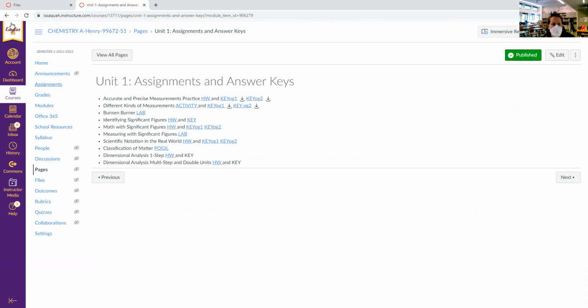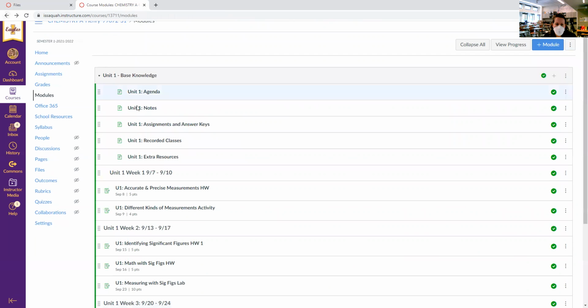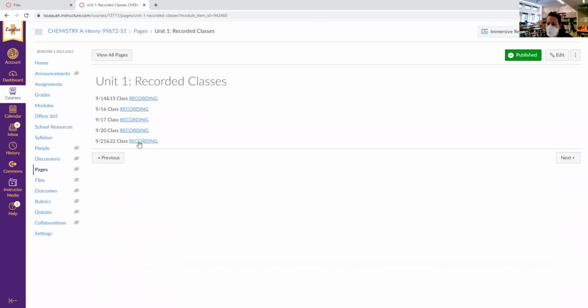So that's something to find, where you can find answer keys and assignments. And then this is the most important page, and the page that I really want to highlight for people who are going to be absent, is recorded classes. I found during hybrid learning last year that it was really, really beneficial for students who were absent to have access to a recording of class.